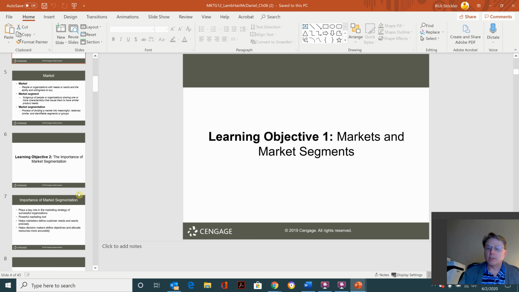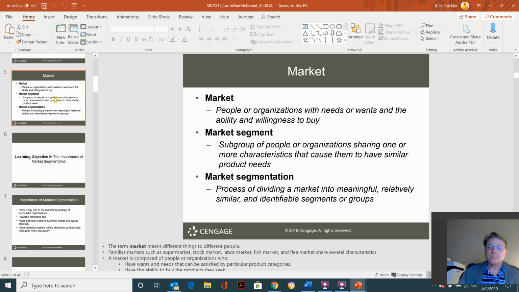So we don't want to advertise on a billboard in Ada when our store is in Dallas. And there's no point in that. So if we only have one store and the store is in Dallas and it's a nail salon, so there's nothing online, so there's no reason to be advertising it in Ada. You're wasting your money. So the whole point of market segmentation is to go as laser focused as possible so that every dollar has a maximum return towards your revenue. Okay, so a market is a people organization with needs or wants and the ability and willingness to buy. Market segments are subgroups of people or organizations sharing one or more characteristics that cause them to have similar product needs.